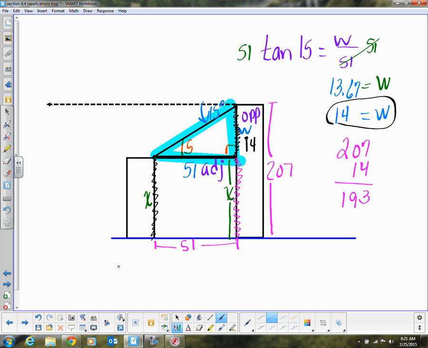So the shorter building, and what else do we need on our 193? That's B. Shorter building is 193 what? Meters? That was number 24. Yes, sir.